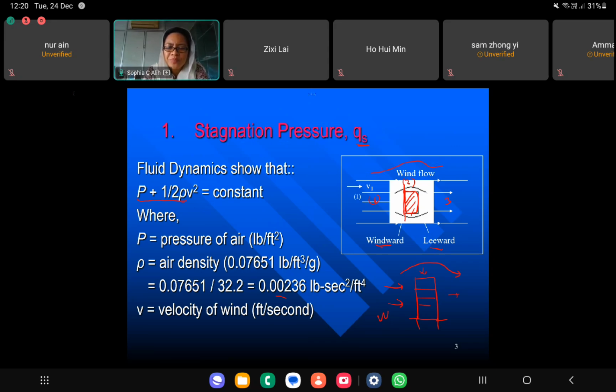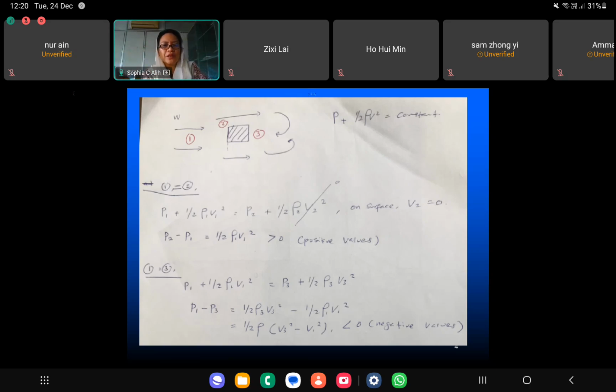If I consider the wind in the area over here, definitely the same wind that is coming from this direction is coming onto the surface of my structure, right? So in other words, the wind velocity in area 1 is equal to the wind velocity on surface number 2, because it is in the front. So 1 equals 2.